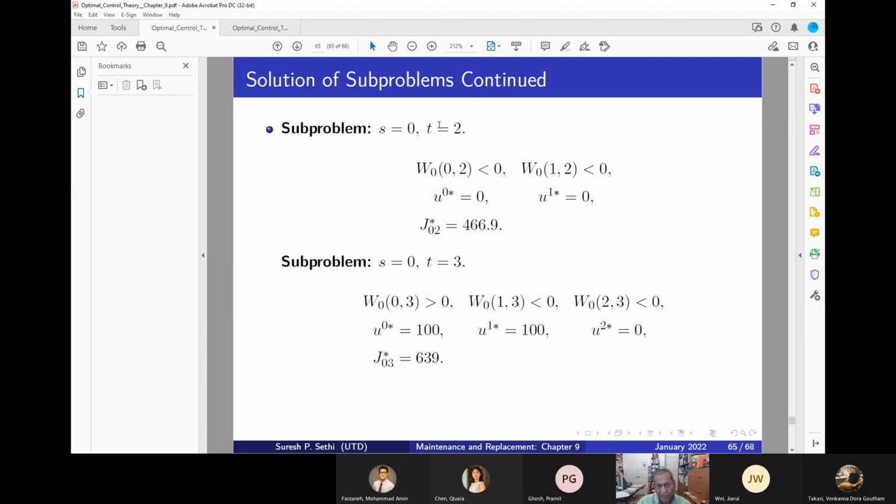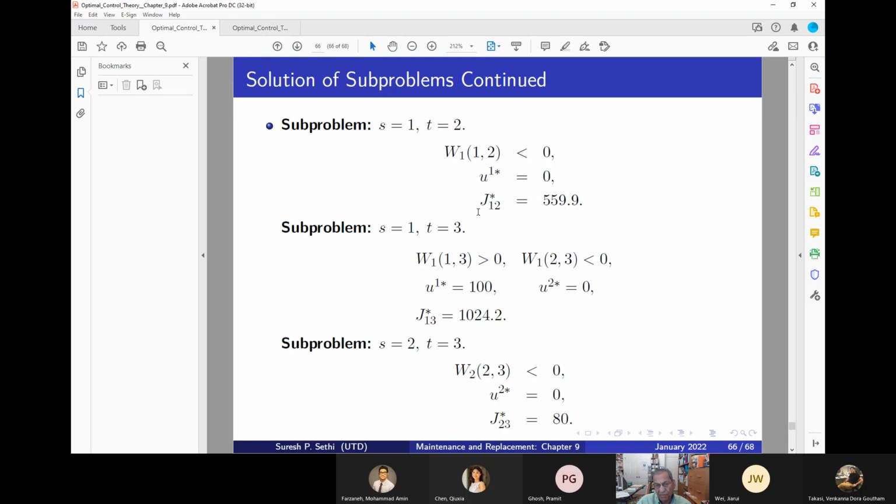Then for S equal to 2, I get this. I find the control is 0 again for both periods, and the value of the machine that begins at 0 and is sold at 2 is this. For one that begins at 0 and is sold at 3, I find the control is 100, 100, and 0, and J03 star is 639. We already solved the problem, we're just using the numbers now.